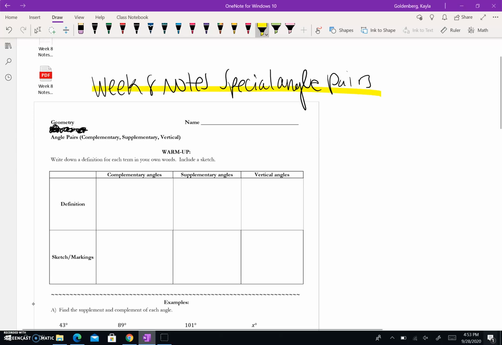Our new topic is what's called special angle pairs. There are three specific special angle pairs that we're going to look at: complementary, supplementary, and vertical. We're going to be doing some definitions and some pictures, as you can see below from our tables.